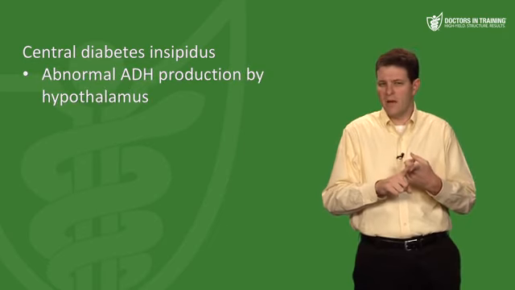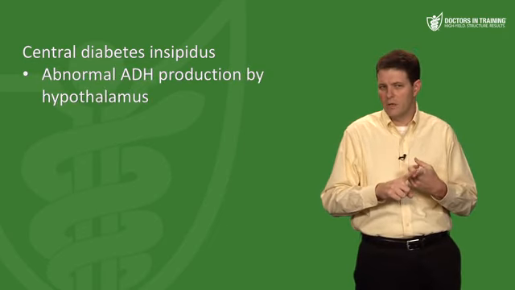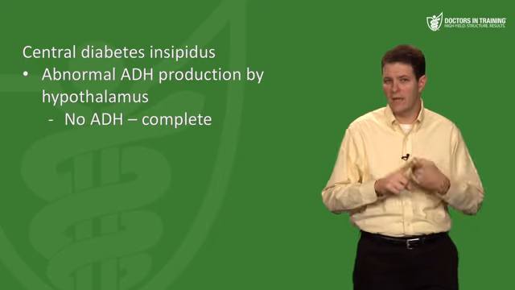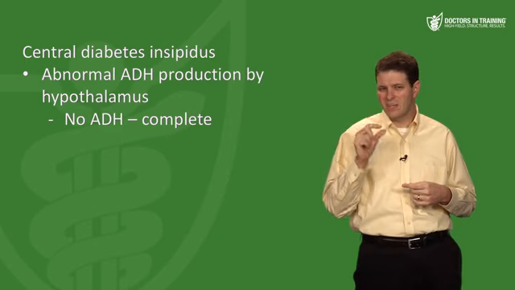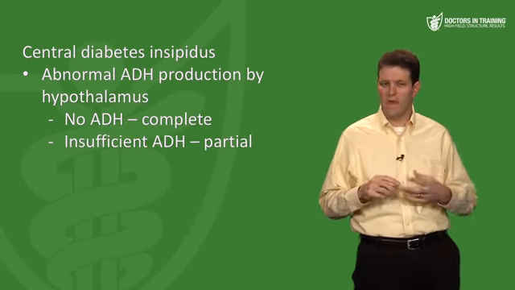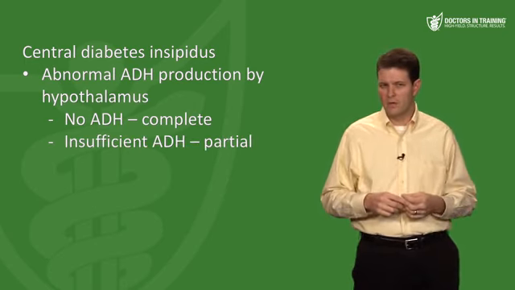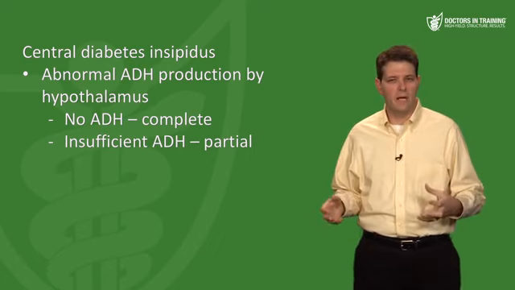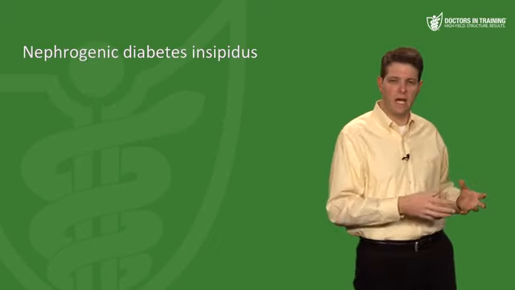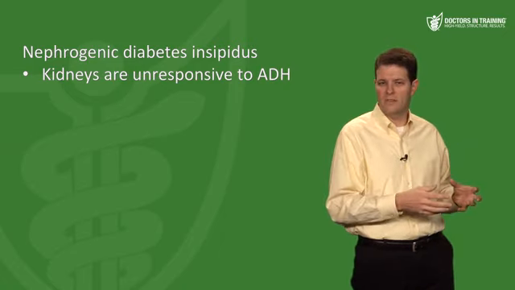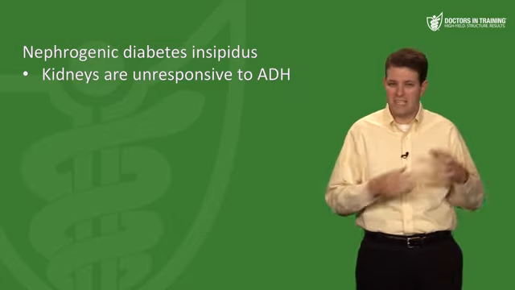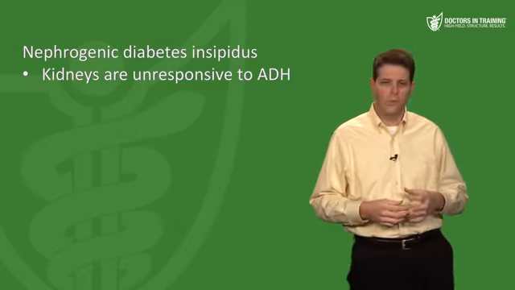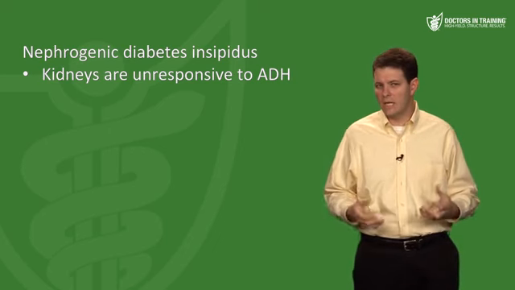And there are two flavors of DI. There's central DI, where the hypothalamus isn't producing ADH normally. If the hypothalamus isn't making any ADH, we call that complete central DI. But more commonly, the hypothalamus makes just a little bit of ADH, just not enough. So we call that partial central DI. So central DI is one big category of DI, and the other category is nephrogenic DI, where the kidneys have become unresponsive to ADH. So in nephrogenic DI, the hypothalamus is making ADH normally, but the kidneys just can't respond to it.